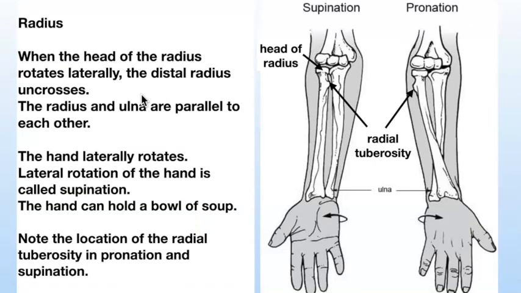Okay, so if you had pronated your hand and then the head of the radius rotated laterally, the distal radius would uncross and the radius and the ulna would be parallel to each other. You can try to remember which position is which by remembering that in supination, you can hold a bowl of soup in your hand. That's helpful.